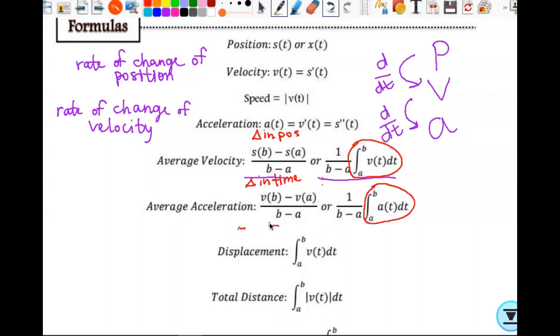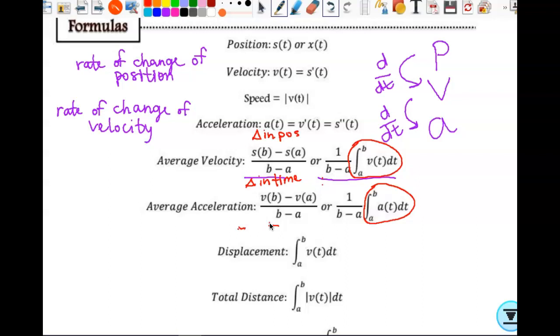How do I know which one to use? Depending on what they give us. If they give me velocity, I don't need calculus. If they give us acceleration and ask for acceleration, we do our average value formula. So to find average velocity, integrate velocity, divide by the time interval. If I want average acceleration, integrate acceleration, divide by the time interval.